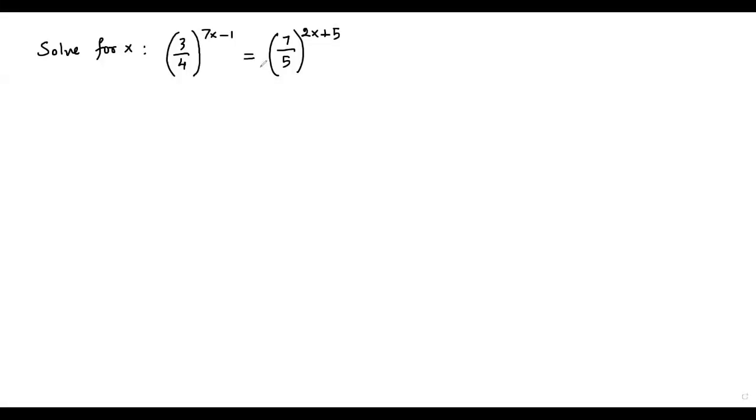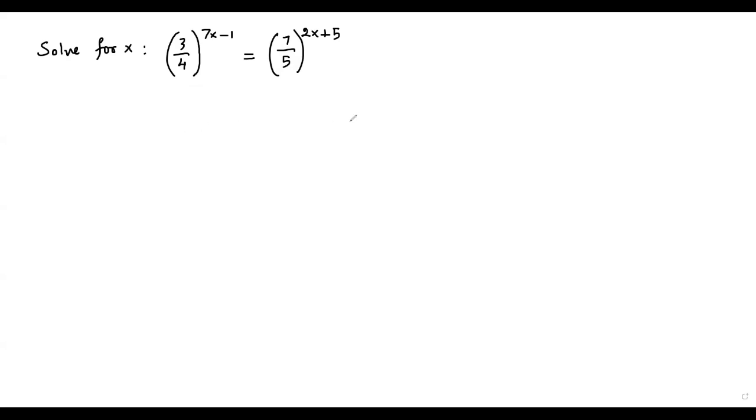Here we have an exponential equation, and in this exponential equation, we have to solve for x. Whenever I'm trying to solve for a variable that is in an exponential equation, I have to get the same base on both sides of the equation. Once I get the same base on both sides, I can equate the exponents and solve for the variable.